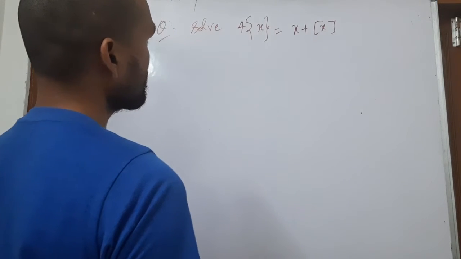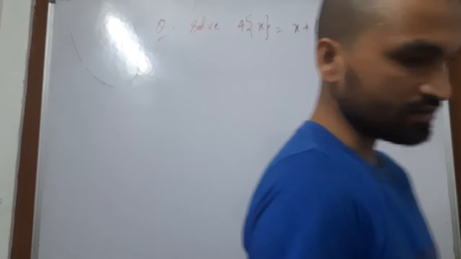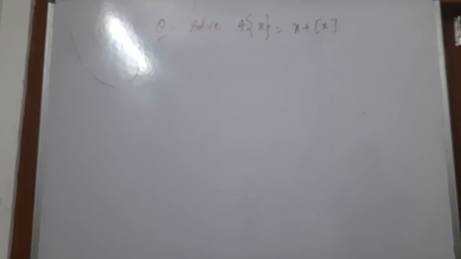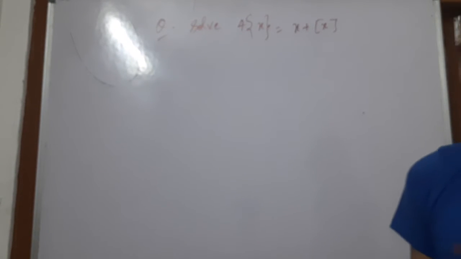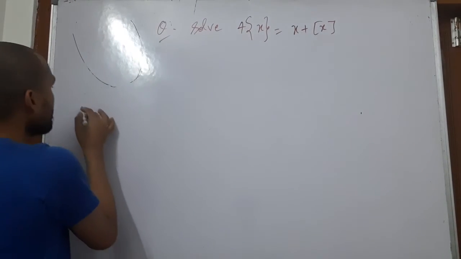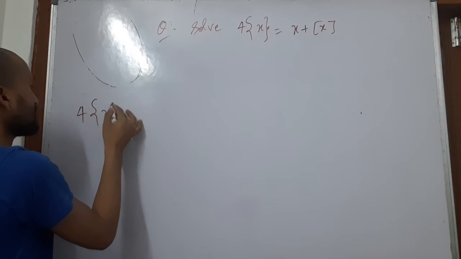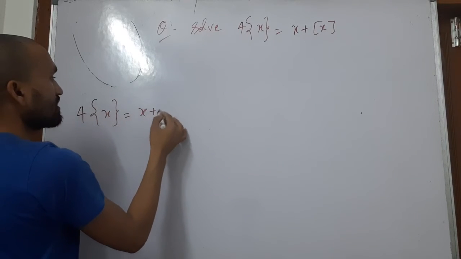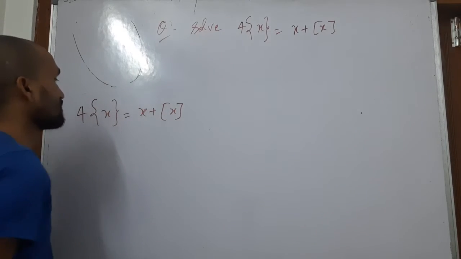x minus greatest integer x. We should convert x. We should convert fractional part x. Okay. Now note down the question. That is, 4 times fractional part x is equal to x plus greatest integer x.